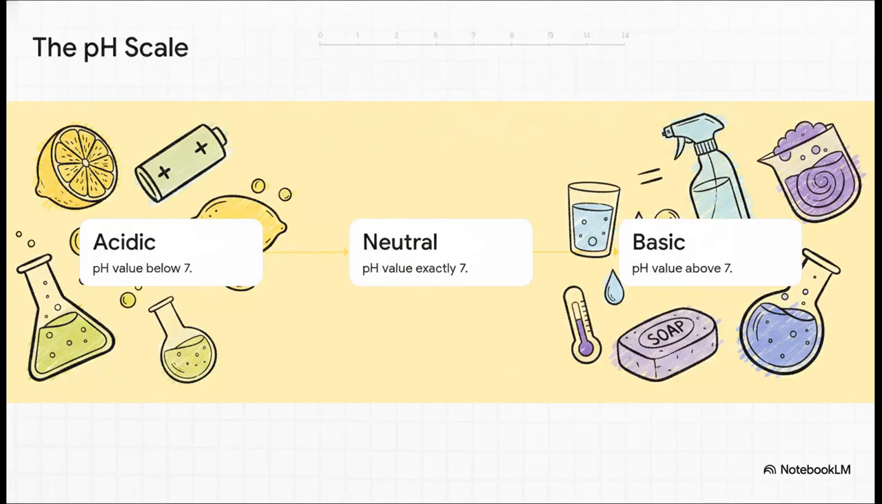Think of the scale like a giant playing field that ranges from 0 to 14. Step 1. Anything falling under a 7 is classified as an acid. Step 2. Pure water lands dead center, a perfectly neutral 7. And Step 3. Anything sitting above that 7 is considered a base, which you'll sometimes hear called alkaline.